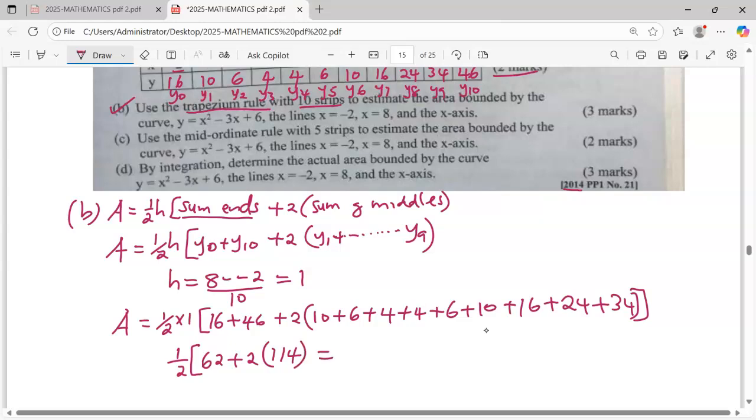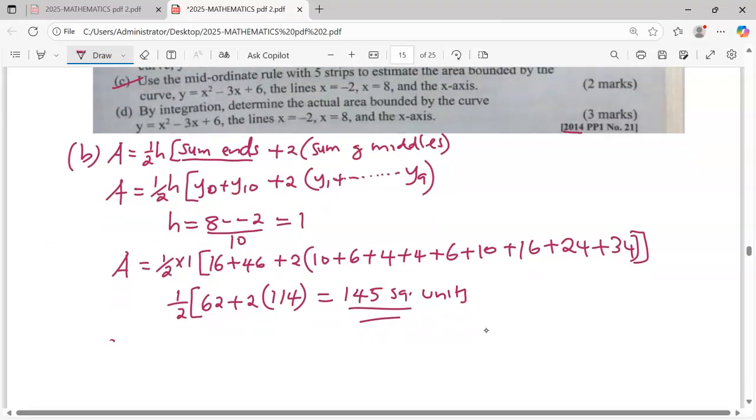And if you work out this question well, it will give you an answer equivalent to 145 square units. We move to part C of the question, and in part C we are told, using the mid-ordinate rule with 5 strips to estimate the area bounded by the curve.